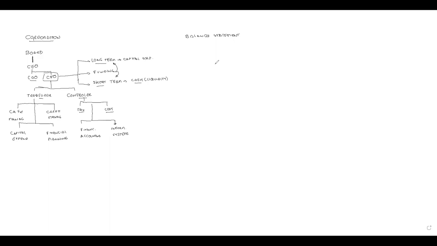Okay, so I always start with the balance because it provides a picture of the corporation in a very, very easy way. If you divide the balance into two pieces, this part here is what is called my assets. And this one here is called my liabilities plus shareholders' equity.